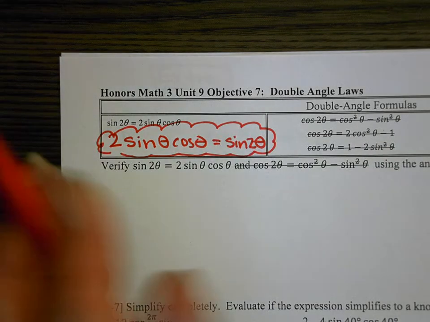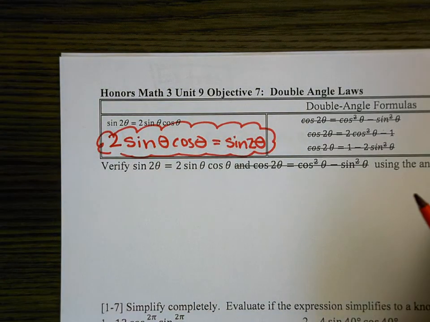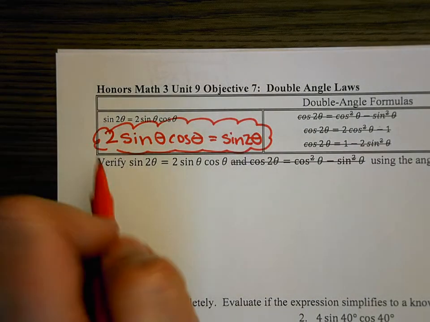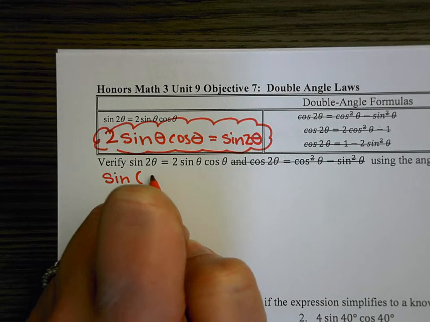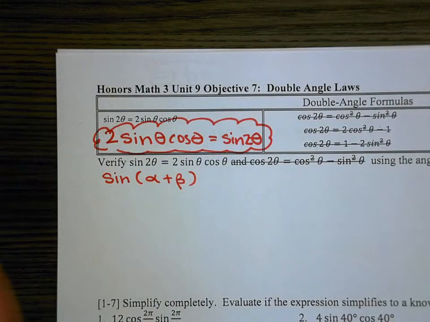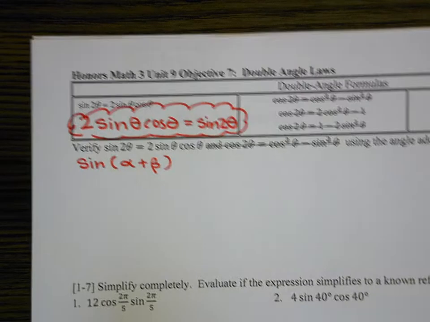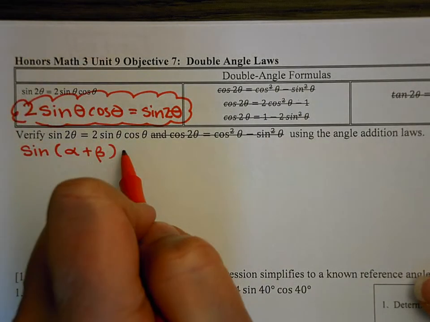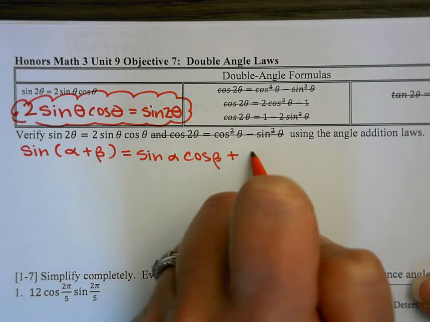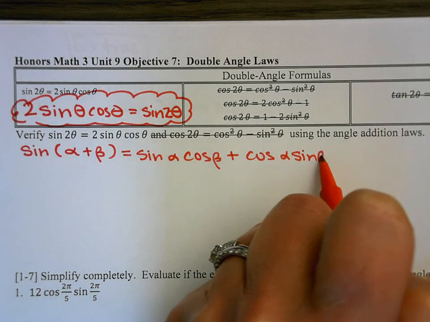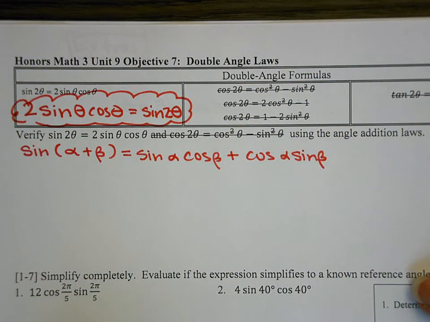The first thing I want to do is verify it using the angle addition laws, because this is also a good review. Just a reminder, this is from one of the earlier objectives prior to the school closure. We had sine of alpha plus beta equal to sine of alpha, cosine of beta, plus cosine of alpha, sine of beta. That was from objective 4, our way to expand the sine of alpha plus beta when we're adding 2 angles.